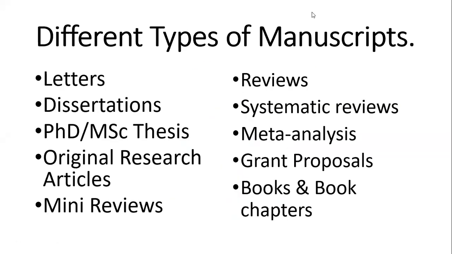Now, before we begin, first we have to talk about the different types of manuscript. The types that we have are letters, dissertations, PhD and MS theses, original research articles, mini reviews, review articles, systematic reviews, meta-analyses, grant proposals, and books and book chapters. Without talking more about each one now, we will first talk about how to write a good manuscript. Then in the next video we will talk about each manuscript in detail.